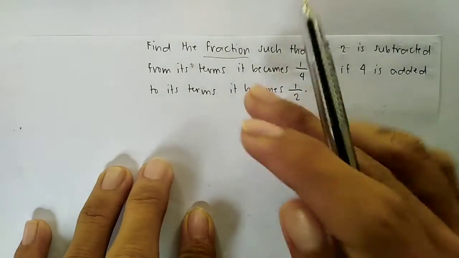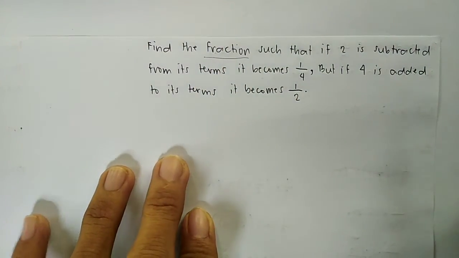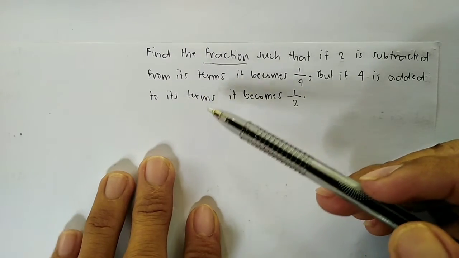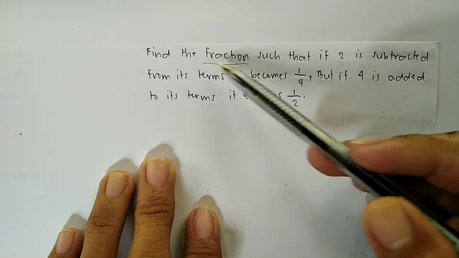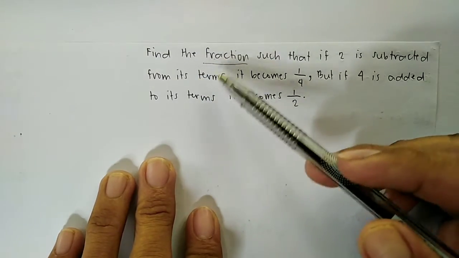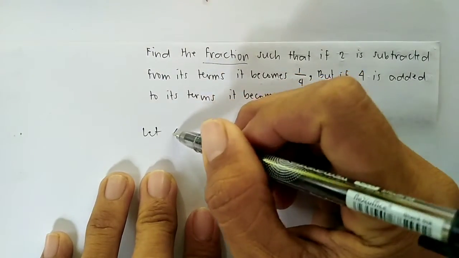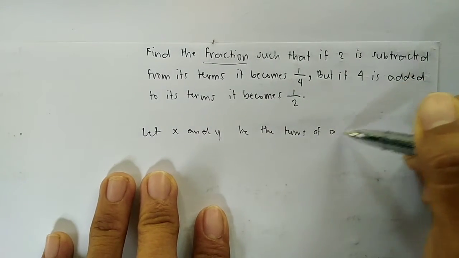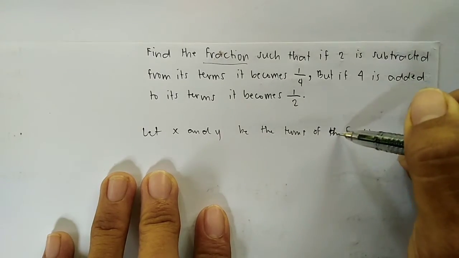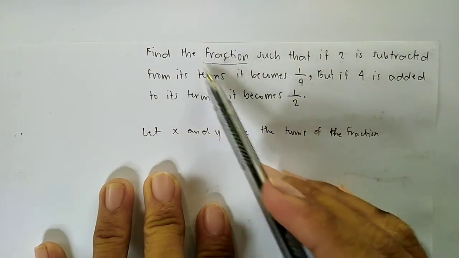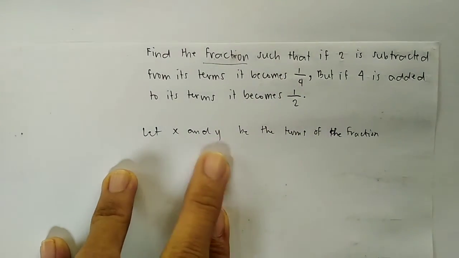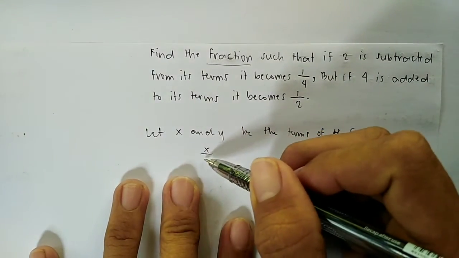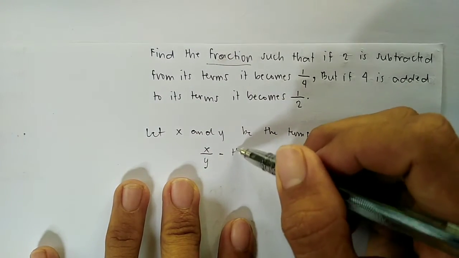So what we are going to do here is let a variable or two variables represent the numerator and denominator, which are the terms emphasized in the problem. So let x and y be the terms of the fraction. Since the problem is looking for the fraction, if we write this in fractional form, we have x as our numerator and y as our denominator. So this is now the fraction.